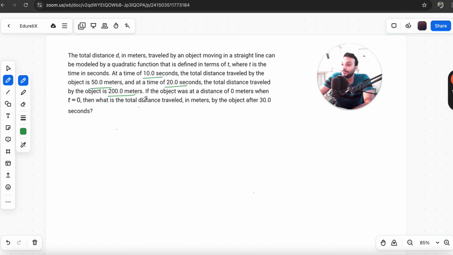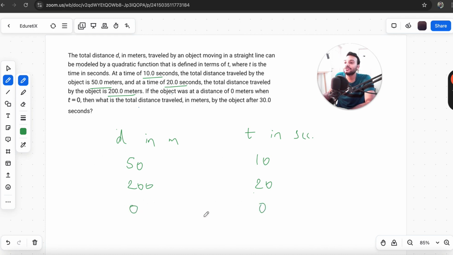It's a specific quadratic equations question with a lot of values, but let's see how we crush it using DESMOS. As you can see, there are points given. This is distance d in meters, on the y-axis, and this is time t in seconds. So at 10 seconds, it's 50 meters, at 20 seconds, it's 200 meters, and at 0 seconds, it's 0 meters. We're given 3 points. Let's straight away go for a quadratic equation. Okay, let's go to DESMOS.